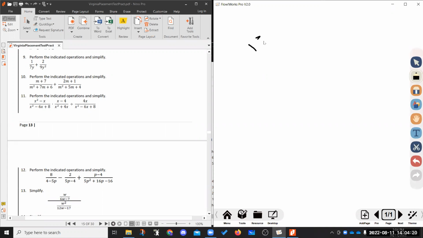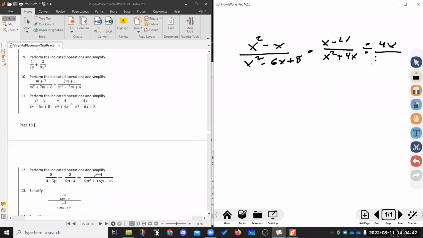Number 11, x squared minus x over x squared minus 6x plus 8, times x minus 4 over x squared plus 4x, divided by 4x over x squared minus 6x plus 8. I'm going to have to clear the screen here in just a second. I'm getting more writing than the whiteboard can keep up with, so sorry that it's thinking a little bit before it writes stuff on the board.